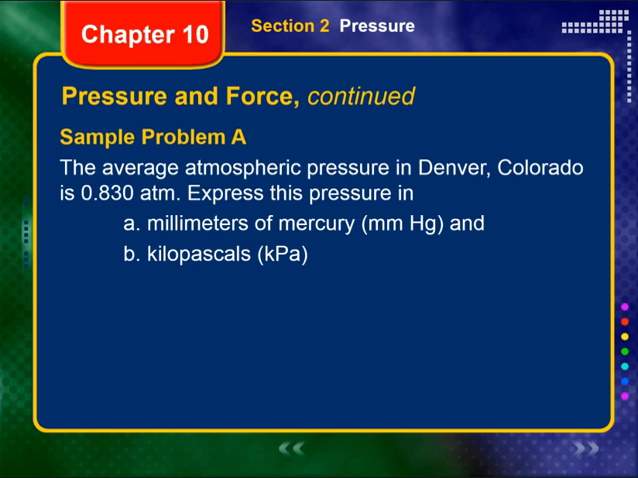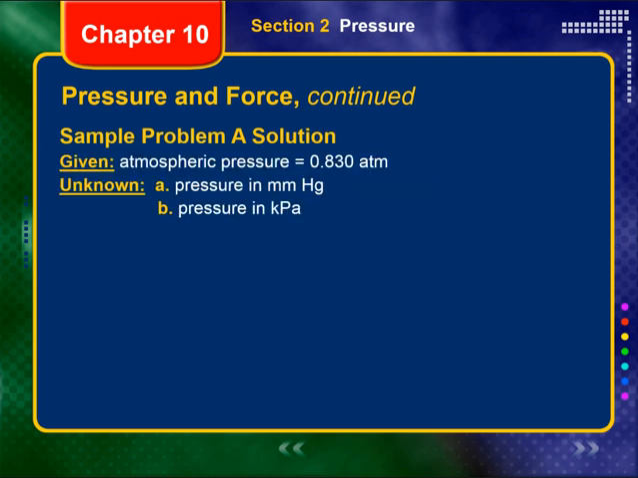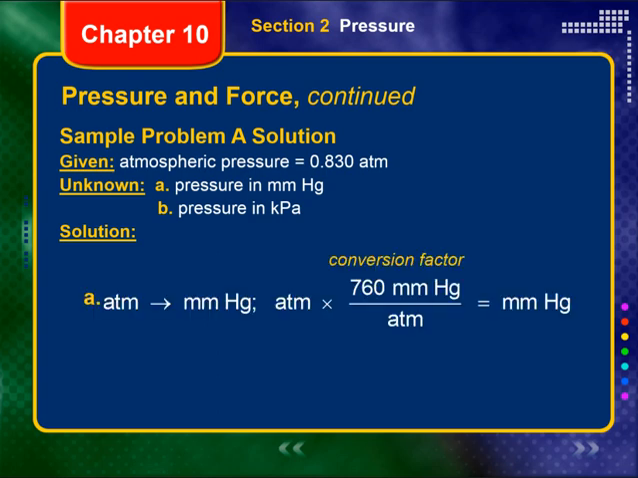The average atmospheric pressure in Denver, Colorado is 0.830 atmospheres. It's pretty elevated. The entire atmosphere is not above Denver, Colorado because it's so high. Express this pressure in millimeters of mercury, mmHg, and kilopascals, kPa. So we've been given atmospheric pressure. It is 0.830 atmospheres, and we want millimeters of mercury, and we want kilopascals.